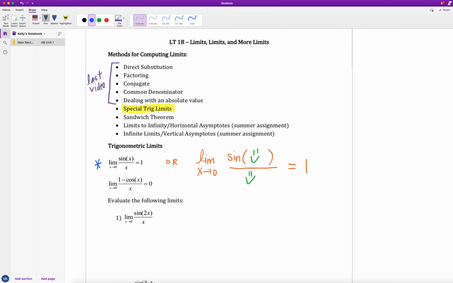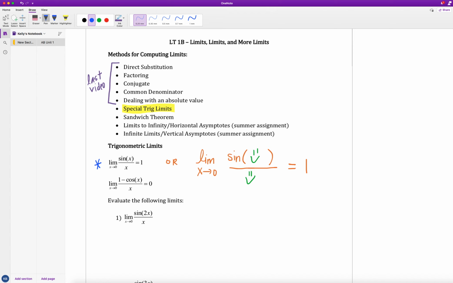Well, if I do a direct substitution, we end up getting an indeterminate form. If I sub in 0 directly, I get sine of 0 over 0. Sine of 0 is 0, so I would end up with the 0 over 0 indeterminate form. So you might be wondering, why then is this limit going to be equal to 1?